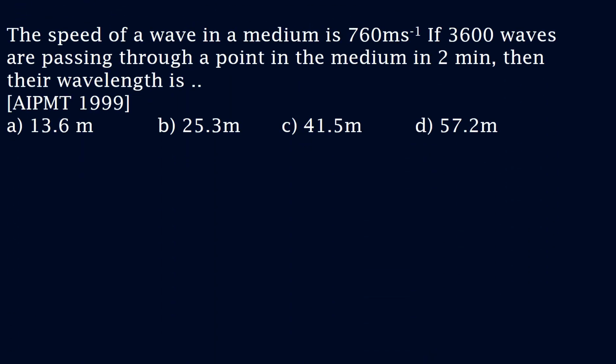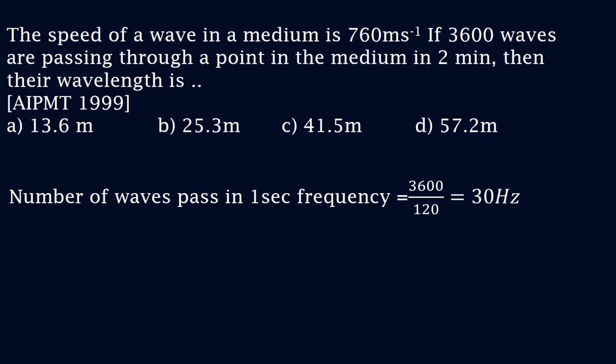The problem involves determining the wavelength of a wave based on its speed and the number of waves passing through a point in a given time. The speed of the wave is given as 760 meters per second and 3600 waves pass through a point in 2 minutes. The task is to find out the wavelength. This question is from AIPMT 1999, is related to the relationship between the speed, frequency, and wavelength of a wave, represented by the formula V is equal to n lambda.